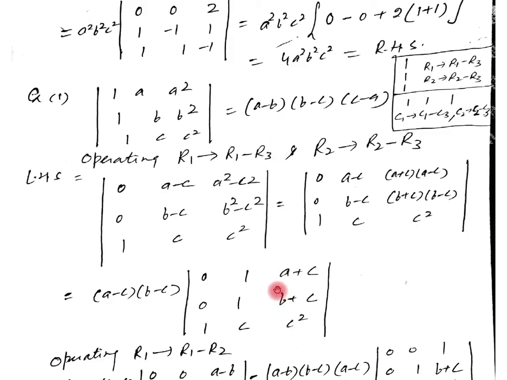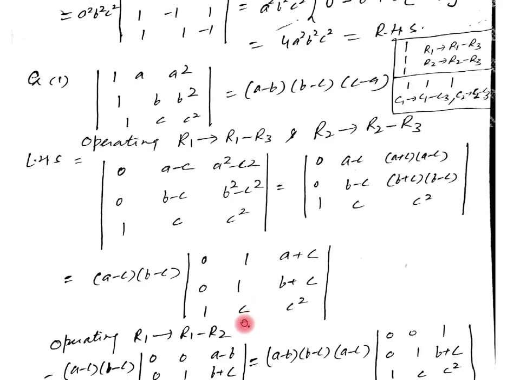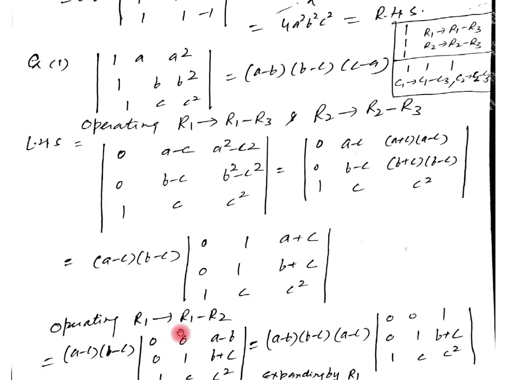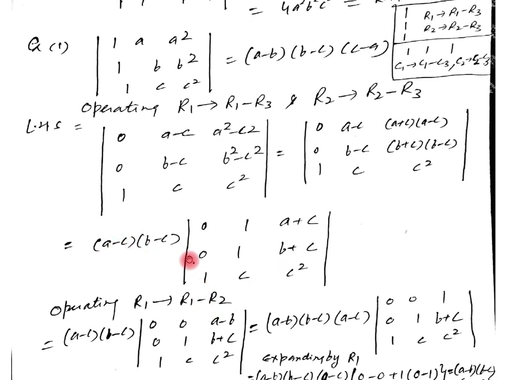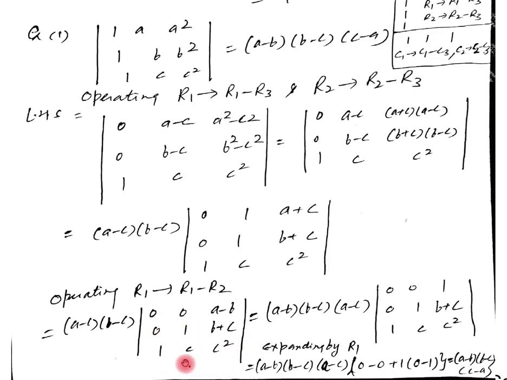Again let us see. When we subtract these two elements, what are we getting? A minus b. Now the next operation I am applying is R1 to R1 minus R2. Operating R1 to R1 minus R2 we get a minus b. Then it becomes a minus c, b minus c as it is. Every time you have to write these quantities. Now 0 minus 0, 0. 1 minus 1, 0. a plus c minus b minus c becomes a minus b. And the second row and the third row will remain as it is.